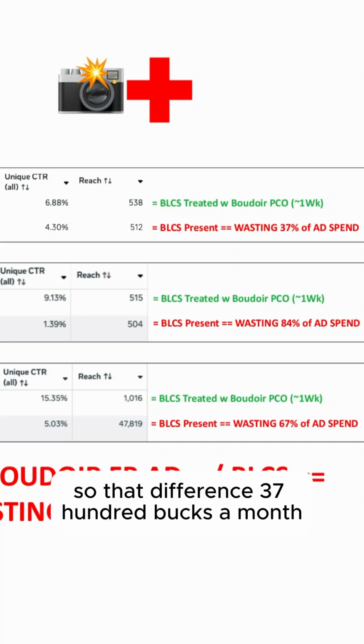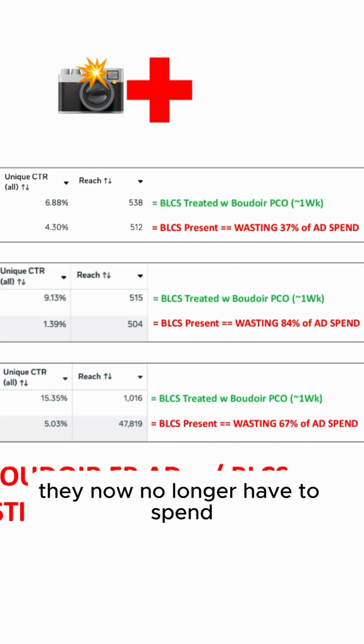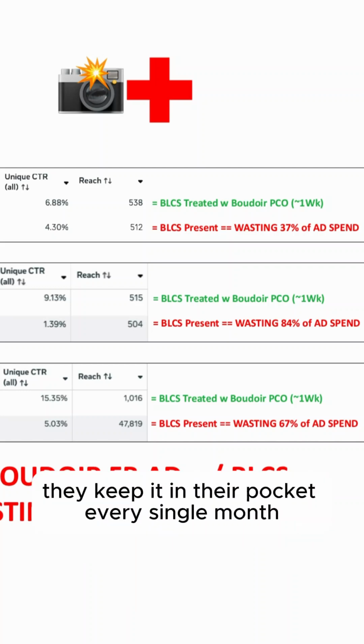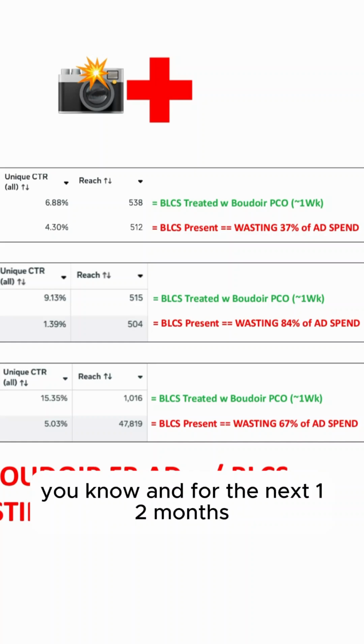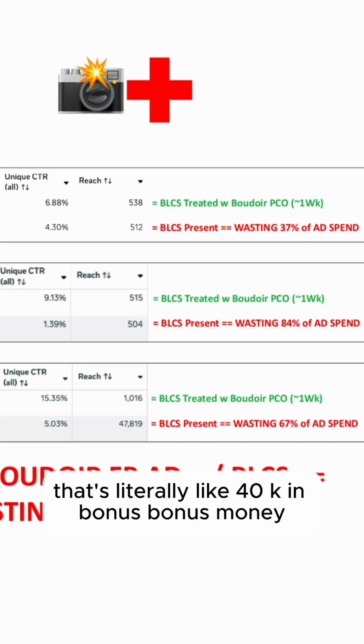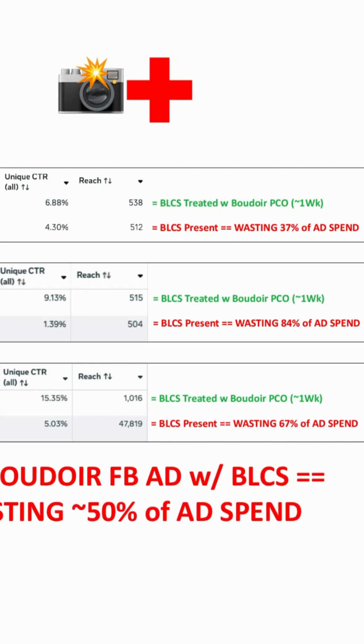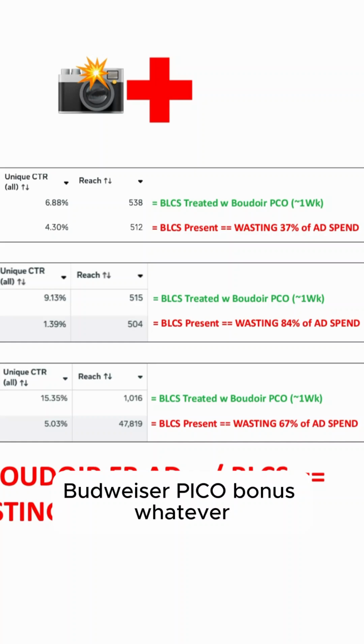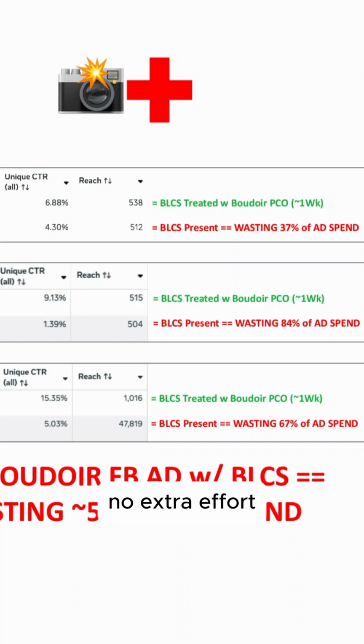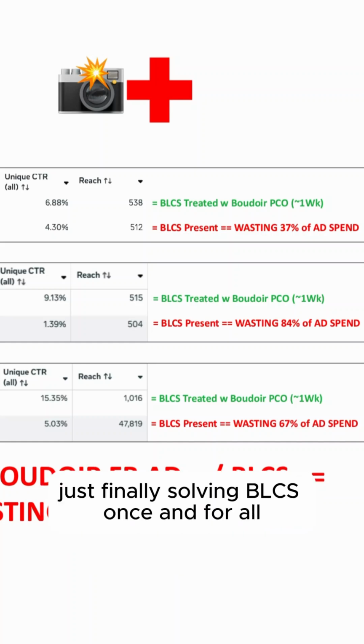So that difference, $3,700 a month, they now no longer have to spend. They can pocket it. They keep it in their pocket every single month, and for the next 12 months, that's literally like 40K in bonus money. It's kind of like a phantom bonus, Boudoir Pico bonus, whatever. No extra effort, no servicing extra clients, just finally solving BLCS once and for all.